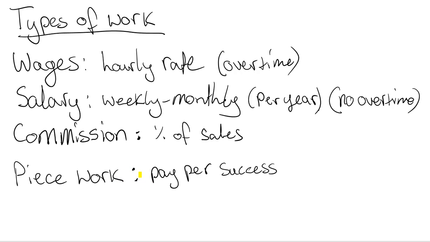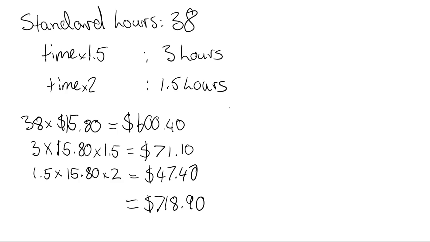So in worked example 9, we have Sim, who is employed by a photographic studio. Sim's job is covered by an award that states he must be paid a standard hourly rate of $15.80 for a standard 38-hour Monday to Friday week. On Saturday he's paid time and a half, 1.5 times the standard rate, for the first 3 hours and then double time thereafter. For any one particular week, Sim worked 4.5 hours on Saturday in addition to his standard hours. So how much money did he earn in the week?